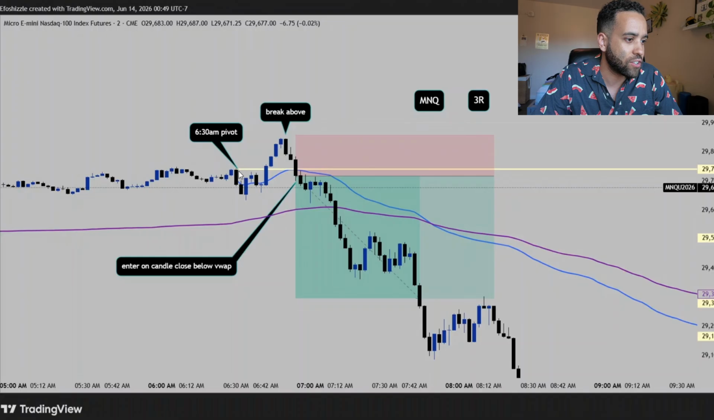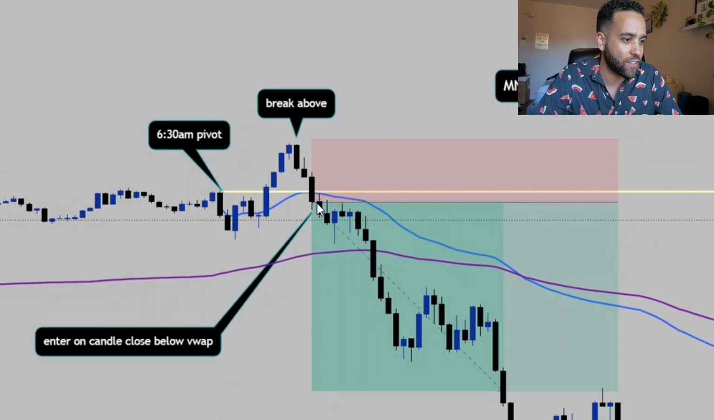Marked out this 6:30 a.m. pivot. It breaks below. And so this is a short example. This is great. So it breaks below the pivot, breaks above. That's what I'm mostly looking for. I'm waiting for it to retest, break above, and now I'm waiting for it to break below again. And it did just that on this candle here.